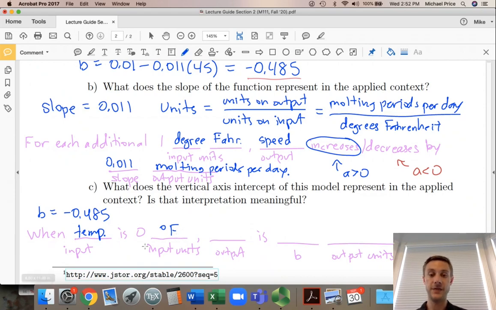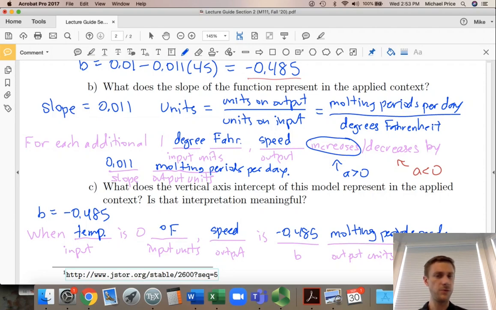This is very chilly. The output, so our output was in growth speed, so for consistency I'll just put speed for short again there, but hopefully you know what we're talking about. And then b, so that was our negative 0.485, and that's output units was molting periods per day. So when the temperature is 0 degrees Fahrenheit, growth speed is negative 0.485 molting periods per day.